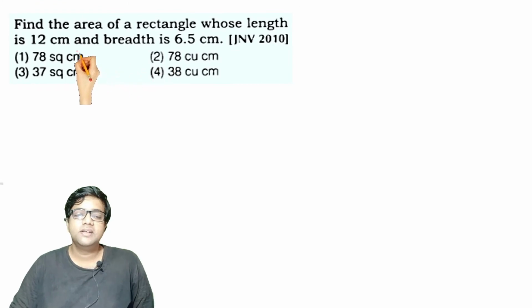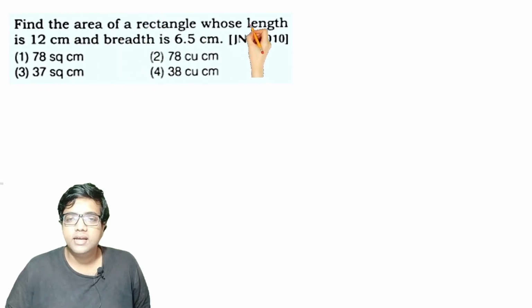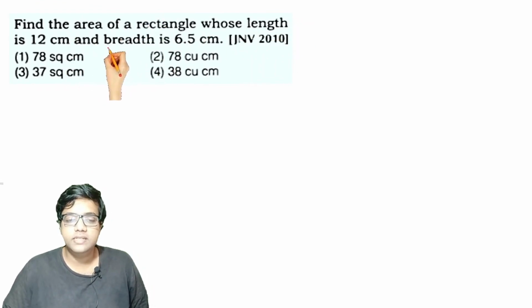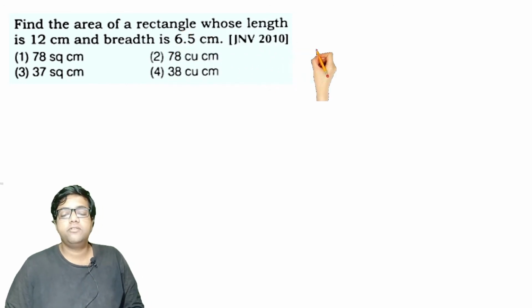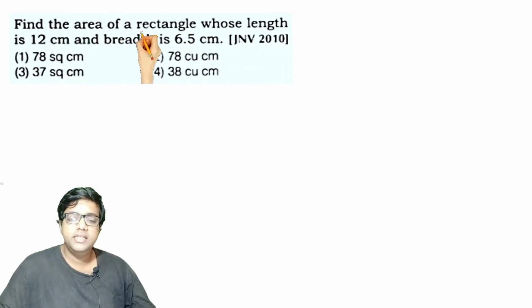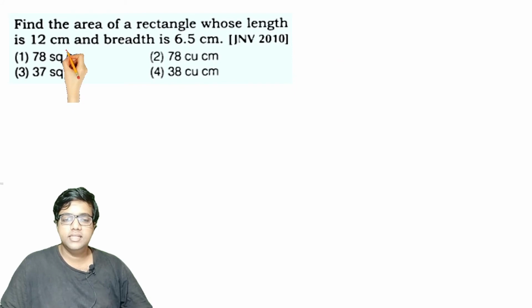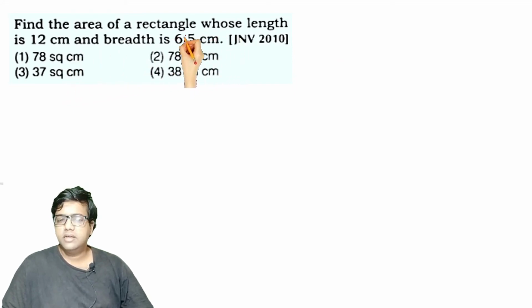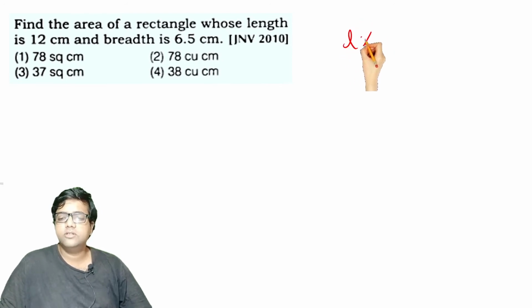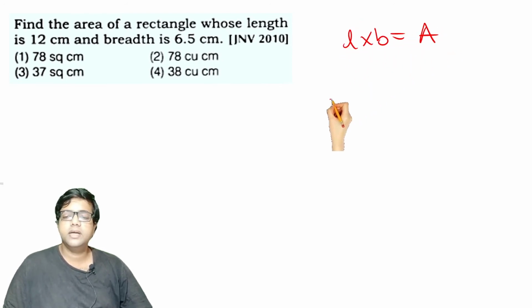Let's move ahead. Find the area of a rectangle whose length is 12 centimeter and breadth is 6.5 centimeter. Area of the rectangle formula is length into breadth. Length into breadth is equal to area, right?